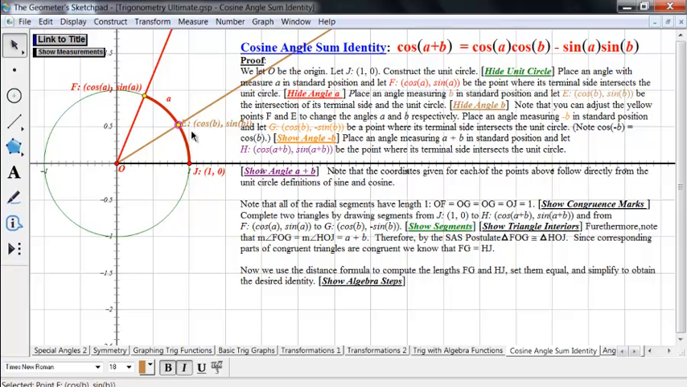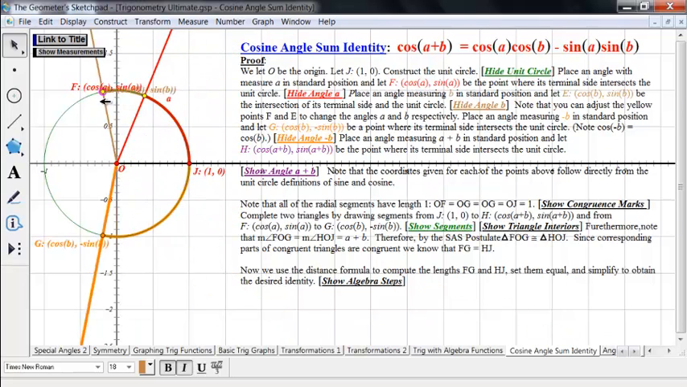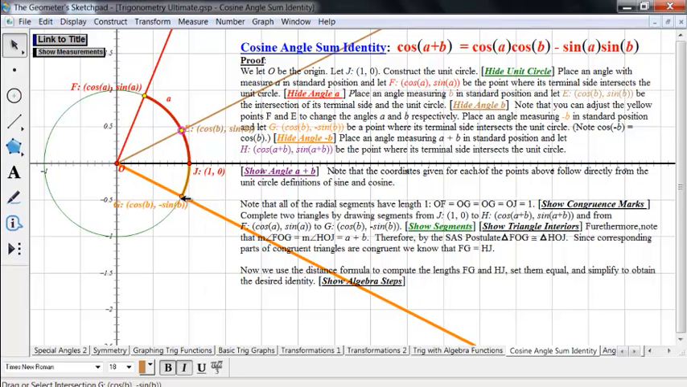Now the next thing I want to do is look at the angle minus B. However far I go out to E, I'm going to go the opposite direction for minus B. So let's go, for example, right here. And of course that will be cosine of minus B, sine of minus B. But remember that by the even and odd identities that we have, cosine of minus B equals cosine of B, and sine of minus B equals minus sine of B.